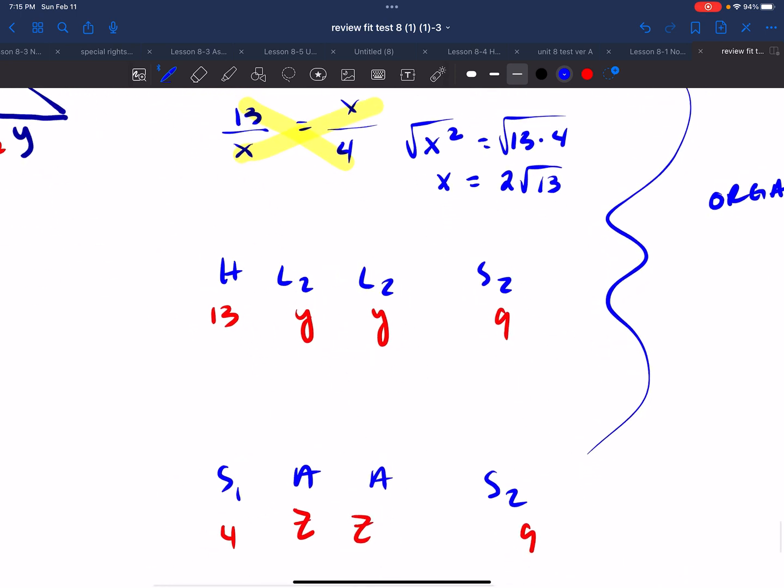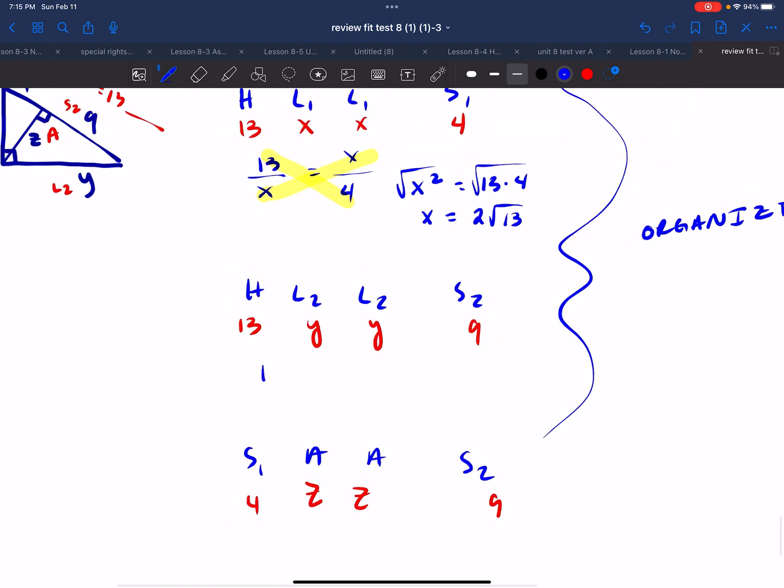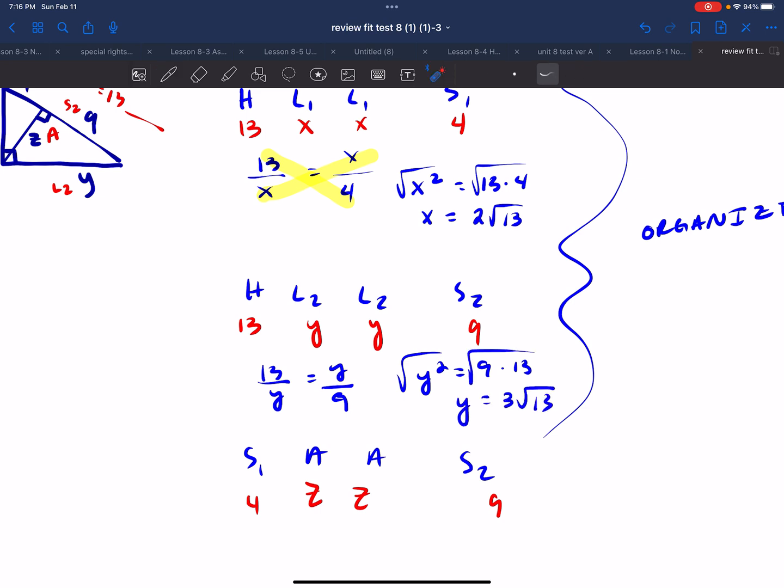For this one, I do 13 over y equals y over 9. So y squared equals 9 times 13, take the square root, y is equal to 3 root 13. Okay, look, taking the square root of 9, you know what the square root of 9 is. That's 3, so 3 goes outside, 13 remains inside.